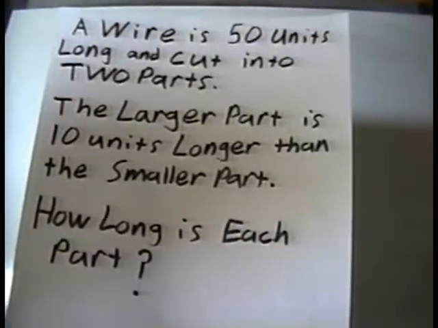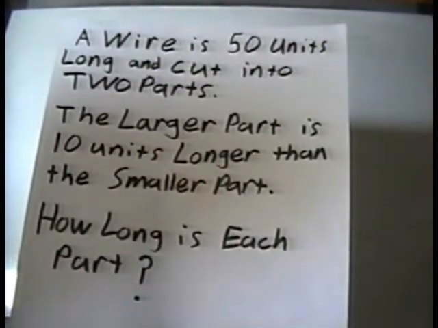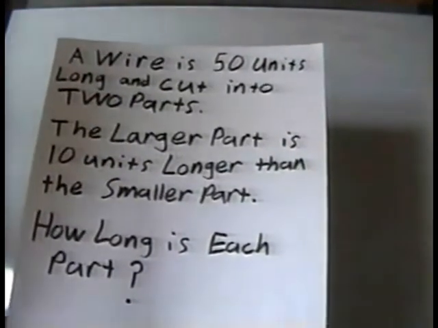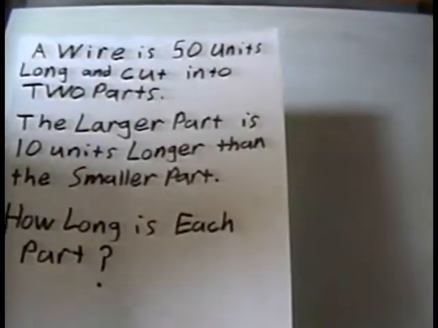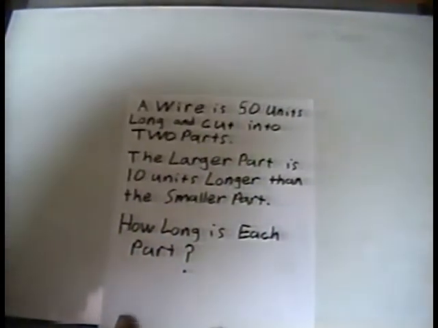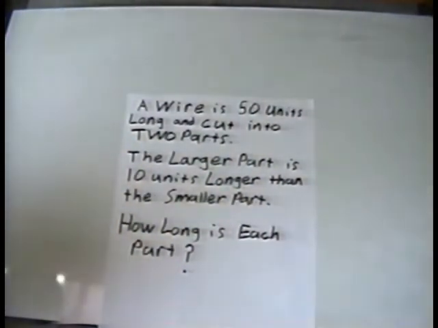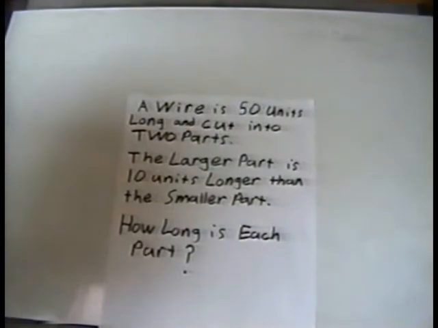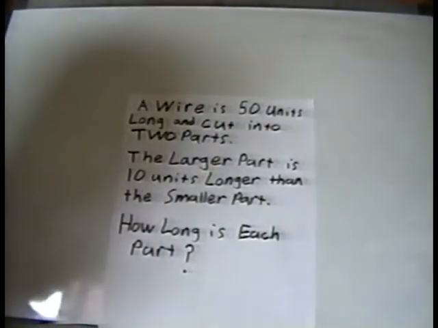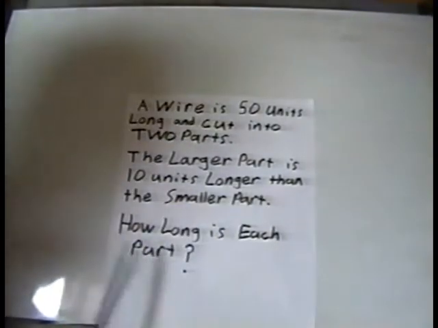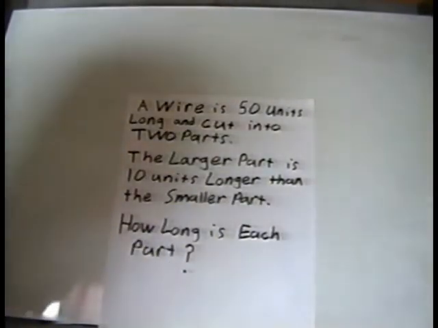So I want you to write the problem down, and then we're going to go through it. So here it says a wire is 50 units long and cut into 2 parts. The larger part is 10 units longer than the smaller part. And we say, how long is each part?